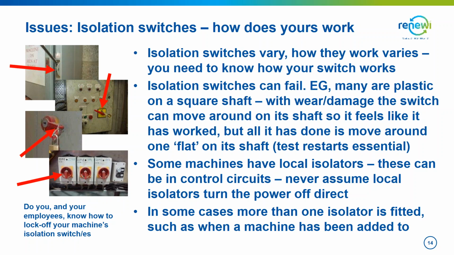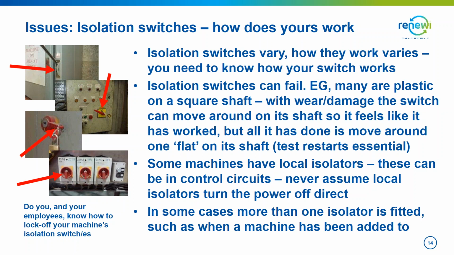Secondly, isolation switches can fail. A lot of them are plastic lever on a square shaft, and the plastic lever can wear or it can break, and you may not notice that. So you think you've turned the machine off, but all that's happened is that the plastic lever has moved around one flat on the square shaft it's on, and the machine is still on.